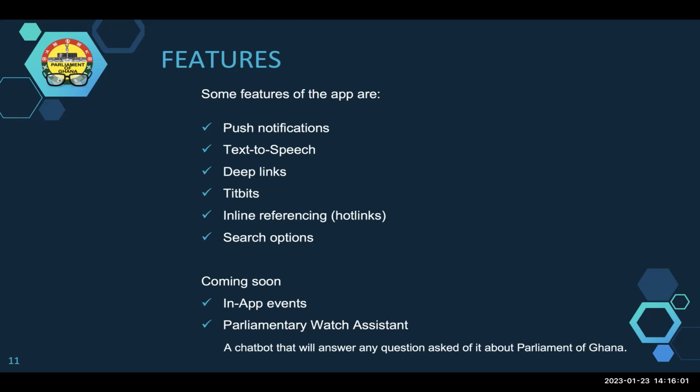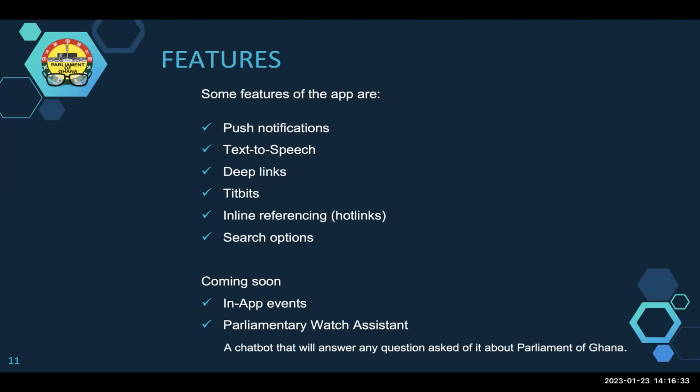We have inline referencing. When you are using the standing orders and you get to a point where an order is making reference to a provision in the Constitution or another order, you can just click on that link, and it will automatically open whatever is being referenced in another dialogue for you to read. We also have search options in other locations in the app that will help people to search.